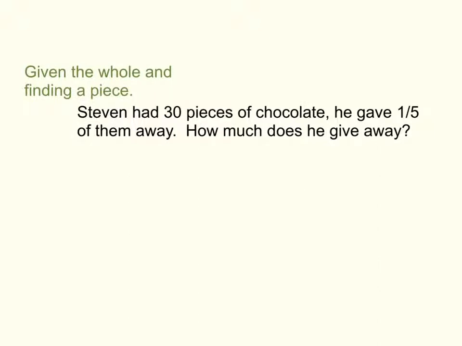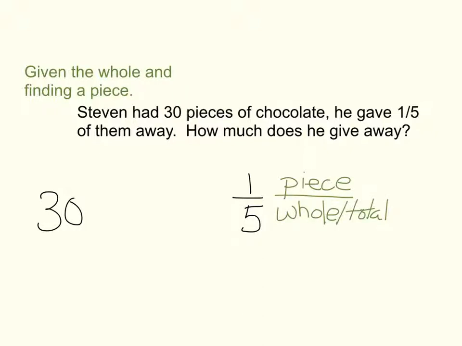In another example problem, Stephen had 30 pieces of chocolate. He gave 1/5 of them away. How much does he give away? So, again, we are given information about the whole set. He has 30 pieces, and he gave away 1/5. That 1/5 is a piece. So, our 30 is the whole. Going to write our fraction. We will keep in mind that the 30 is the whole and represented by the 5 in the denominator.